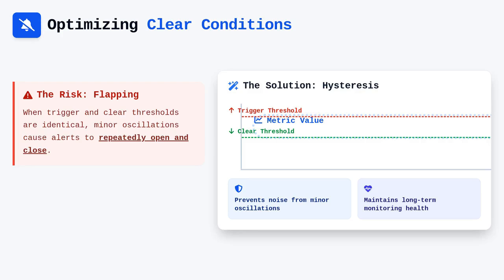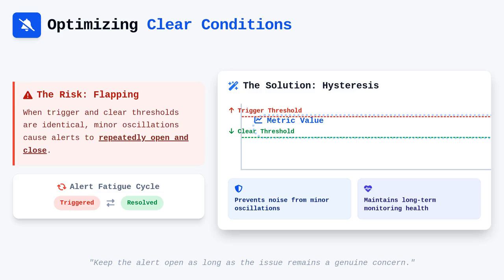Without this deliberate separation between the triggering and clearing logic, your system will likely suffer from flapping, where an alert repeatedly transitions between active and resolved states. Managing this effectively ensures that the alert stays open as long as the underlying issue remains a genuine concern.